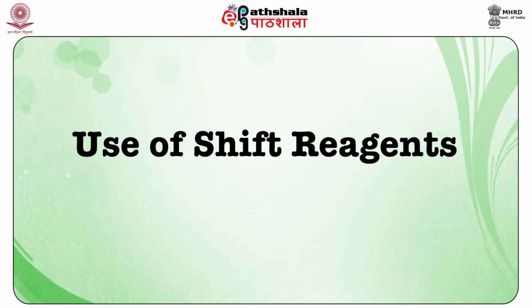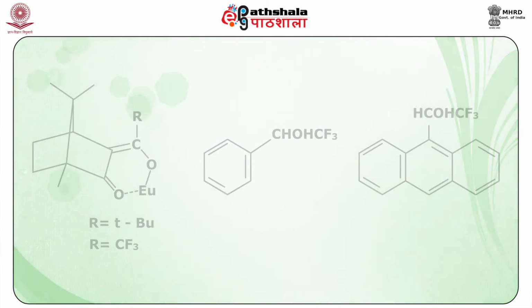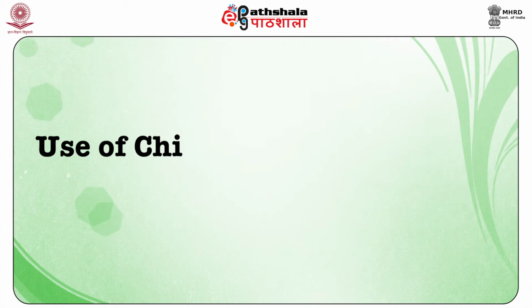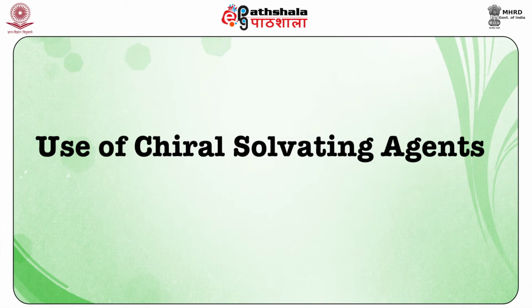Use of the shift reagents. Chiral shift reagents, as shown in figure, are also extensively used to determine the enantiomeric excess by NMR. They form diastereomeric complexes with the chiral substrates having a variety of functional groups and at the same time induce increased anisochrony into diastereotopic groups of protons. Use of chiral solvating agents.